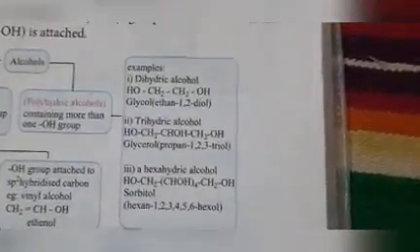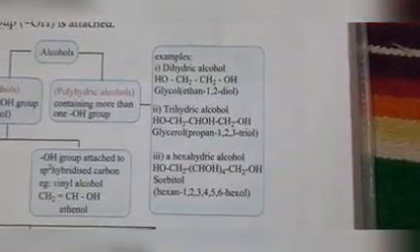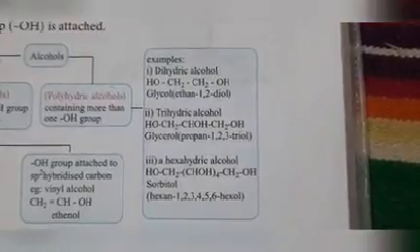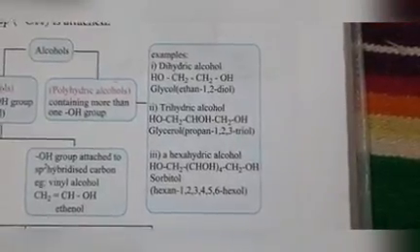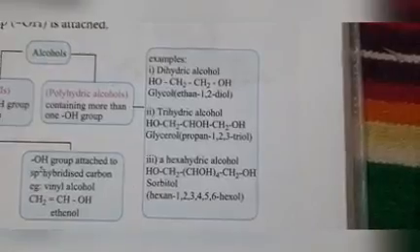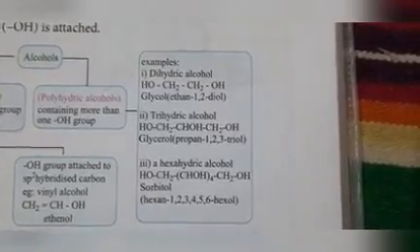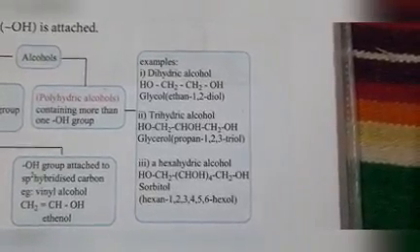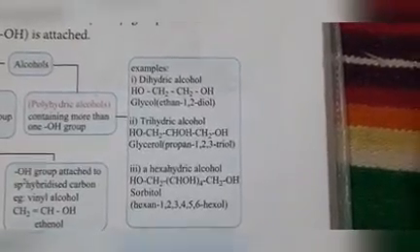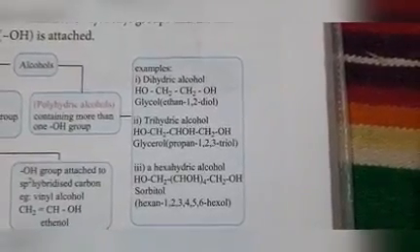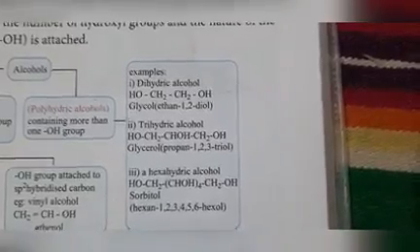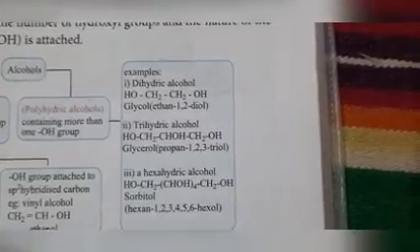The remaining classification is polyhydric alcohol. Poly means, as you already know, more than one. Examples of polyhydric alcohols: dihydric alcohol, trihydric alcohol, hexahydric alcohol. Di means 2. So if one compound contains 2 OH, that is called dihydric alcohol.